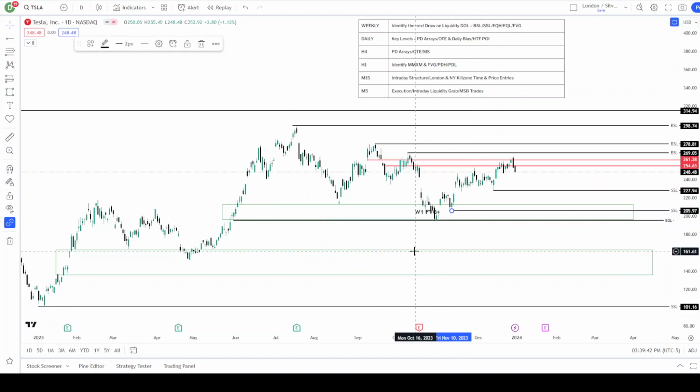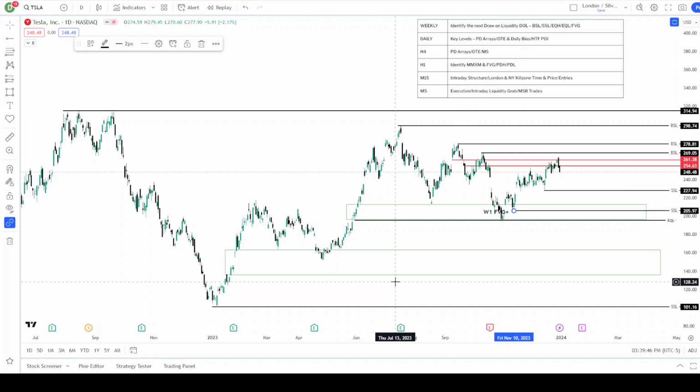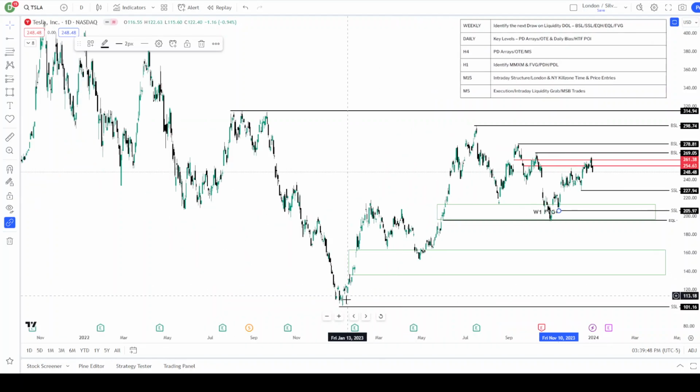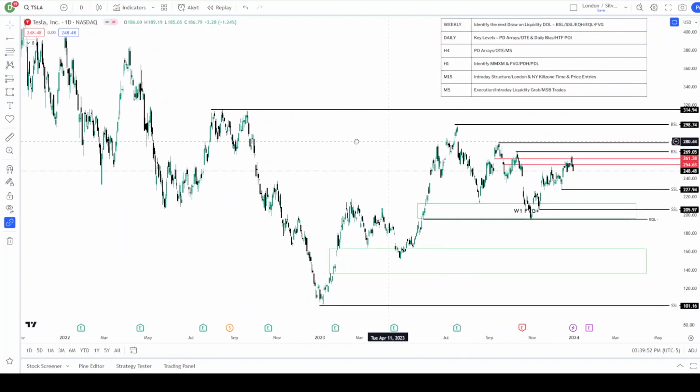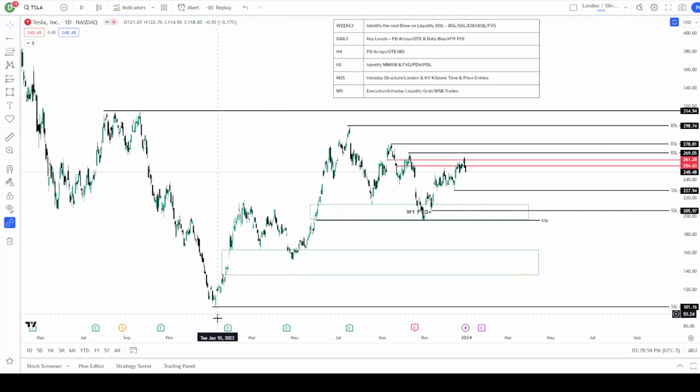So those are all internal to the dealing range, right? They're all liquidity targets, but we have our dealing range being this swing low to this swing high. Okay, that's what we're paying attention to. And then this is all internal buy side and sell side liquidity.